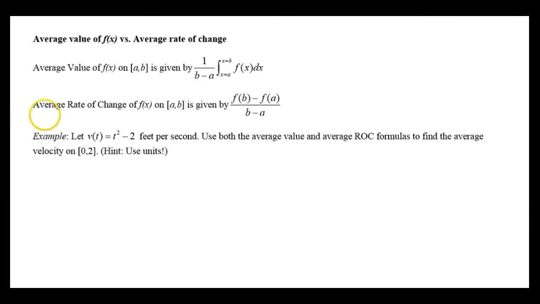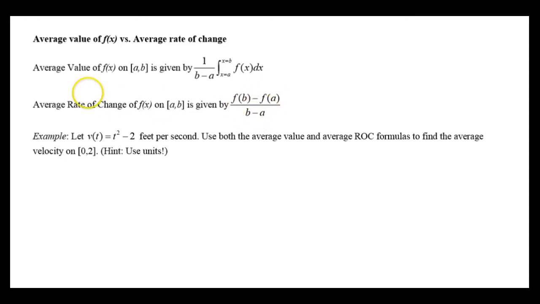And some time ago, we learned the average rate of change. This is when we were starting derivatives and talking about the difference between average and instantaneous rate of change. The average rate of change of a function on a to b is given by f of b minus f of a over b minus a.